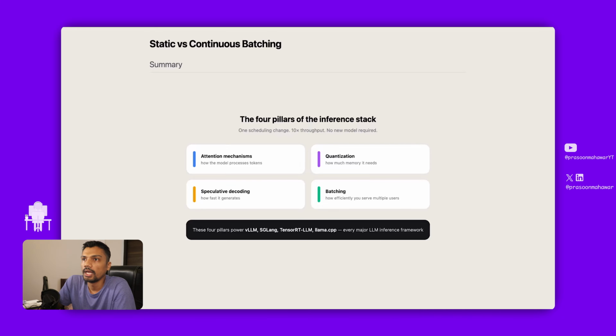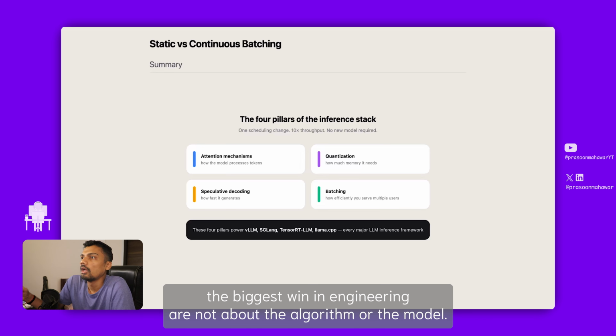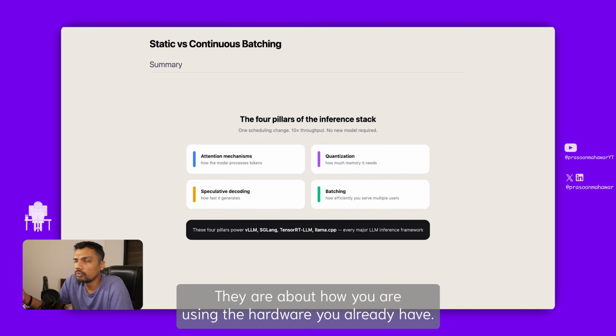10 times better. The lesson isn't just technical. Sometimes the biggest wins in engineering aren't about the algorithm or the model. They are about how you use the hardware you already have.